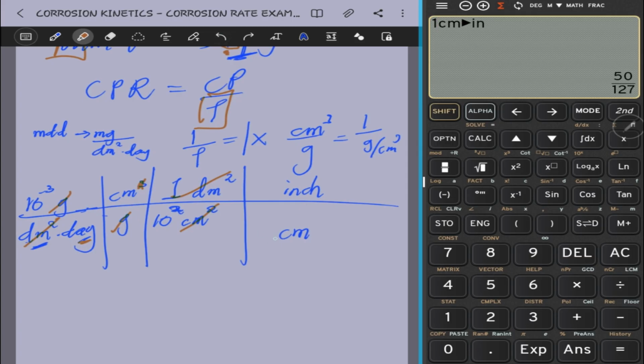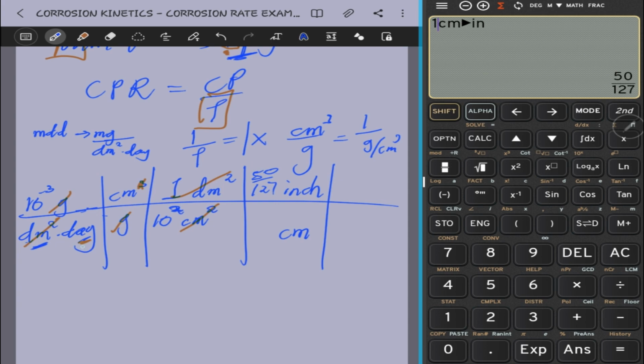So we know that 1 cm is equal to 50 on 1 to 7, right? So that's 50 on 1 to 7 inch, right? So that conversion has been done straightforward. Is there anything else that we have to convert?